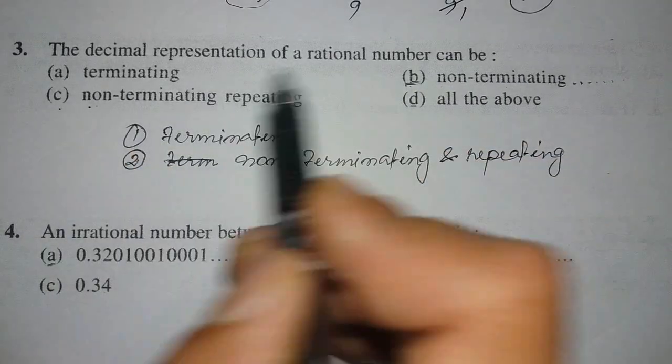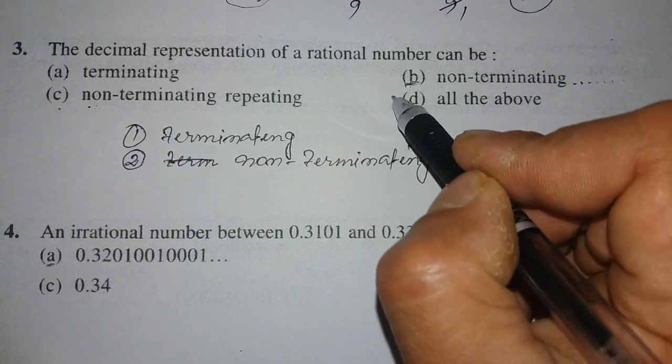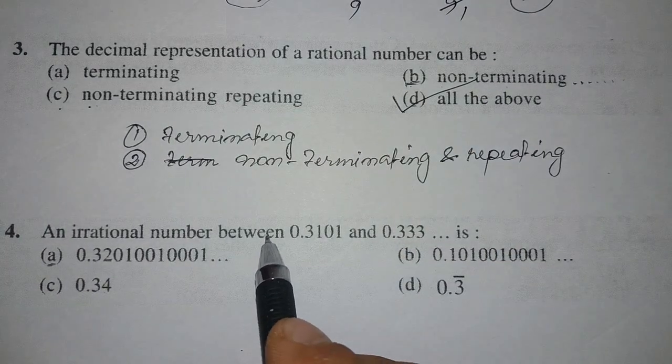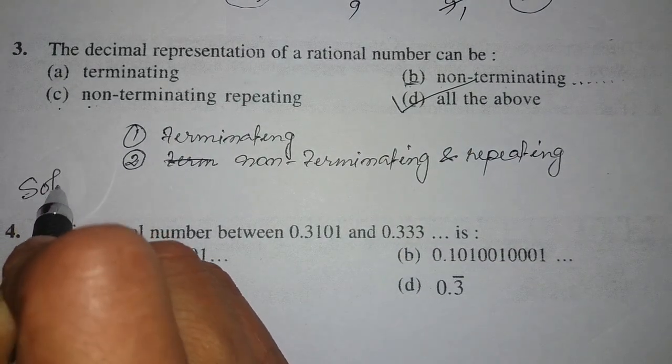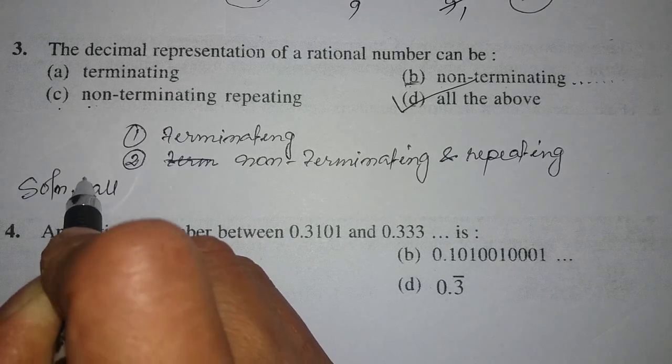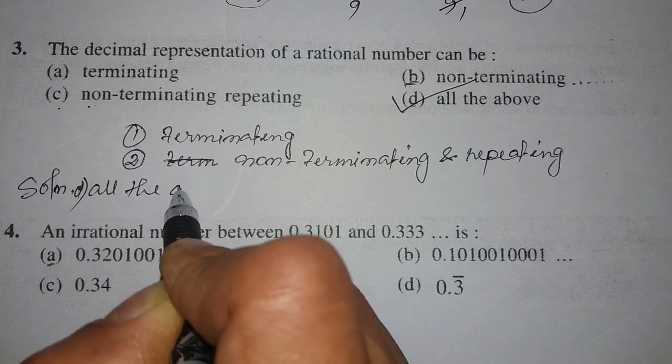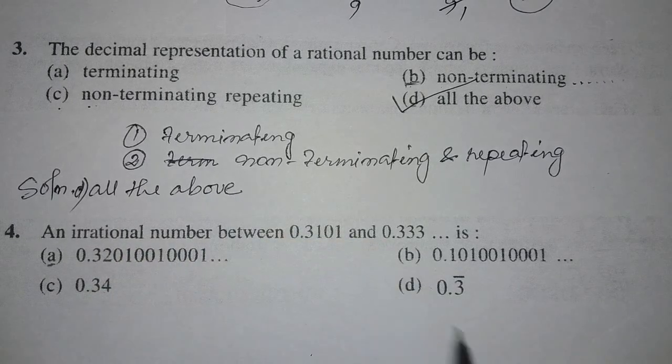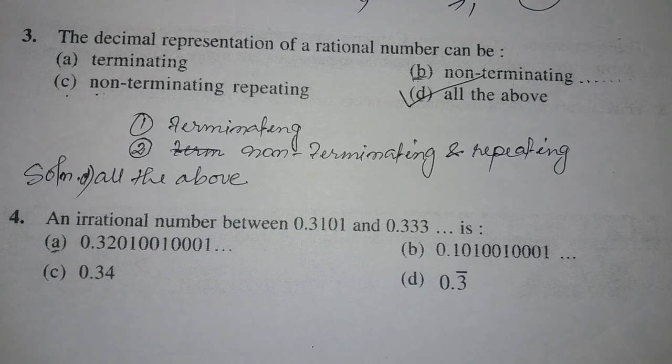So we have 1, 2, 3, which means our answer is all the above. So solution is going to be all the above. Now question number 4.